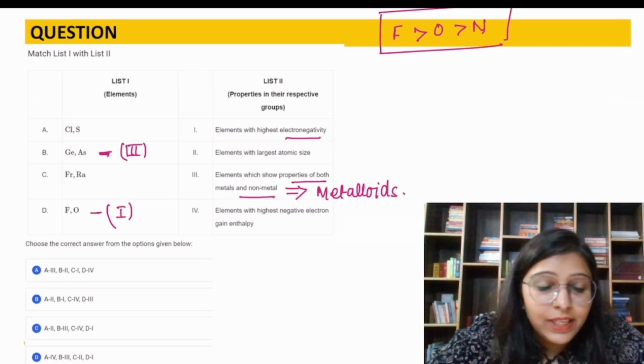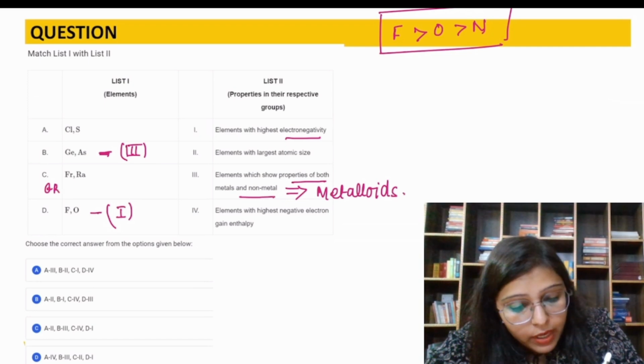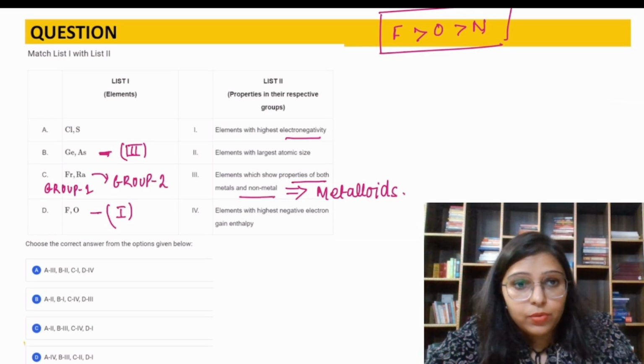Then we have francium and radium. So see, francium belongs to group 1 and radium belongs to group 2.